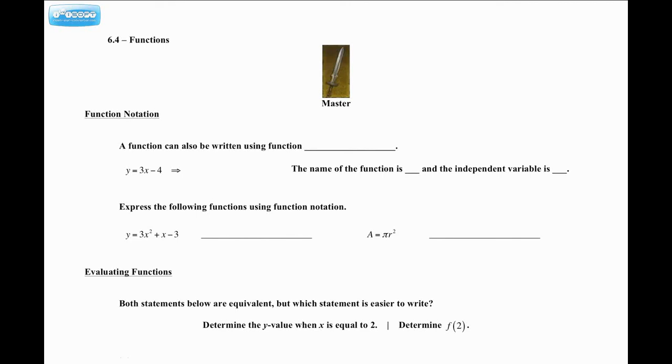Chapter 6, Section 4, Functions, Master Video. In this video I'm going to introduce something called function notation. So a function can also be written using function notation.